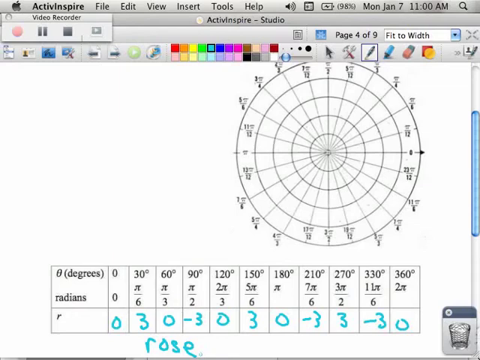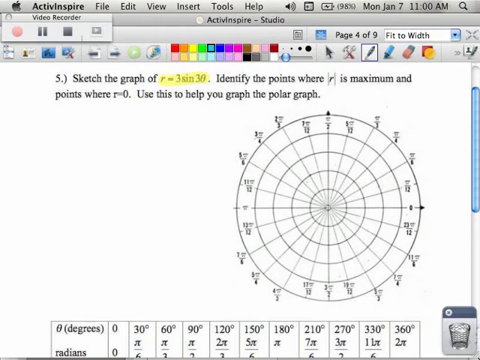Automatically, if I know this is a rose, as I pause here to go look back up at the equation highlighted in yellow, how many petals are there on this rose? 3. How long is each petal? 3. We just learned about that in the super secret notes. That's why I taught them to you, so you can look at an equation and know exactly what it's going to look like before you graph it.